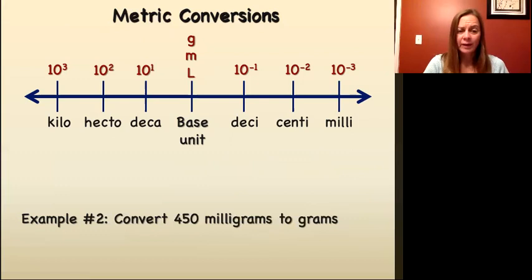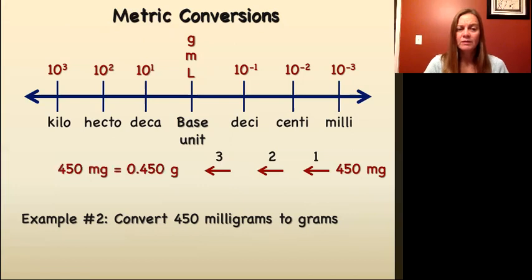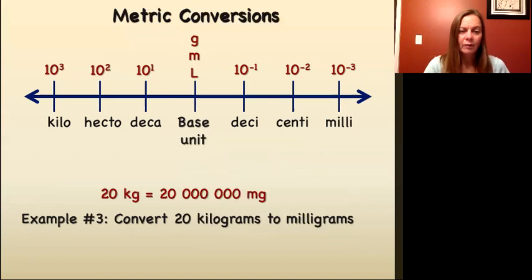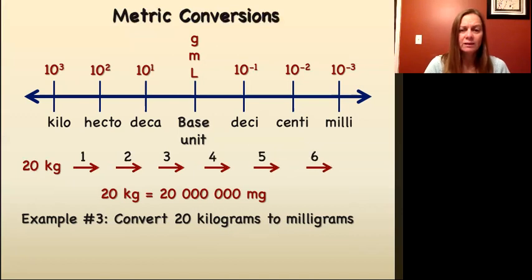Now, if we want to go the other way and convert milligrams to grams, again, we're going to move the decimal place, but we're moving to the left 1, 2, 3 places, and we're going to have 0.45 grams. So a milligram is really small. If we are converting to grams, we expect to get a smaller number. All right, one last one. If we're converting 20 kilograms to milligrams, we have to move it 6 places. And so our 20 kilograms is going to give us 20 million milligrams.